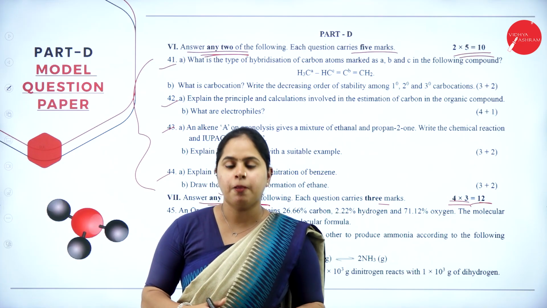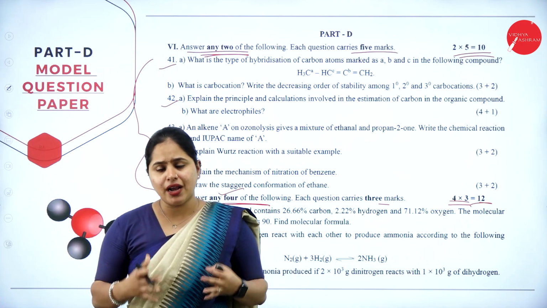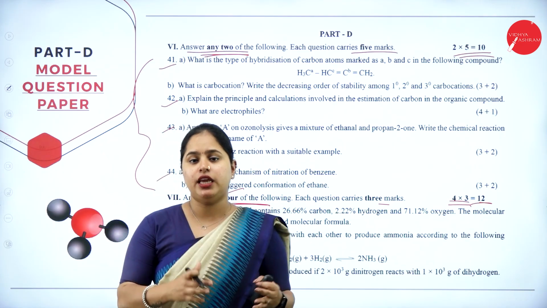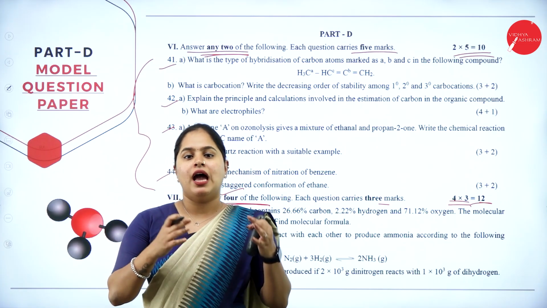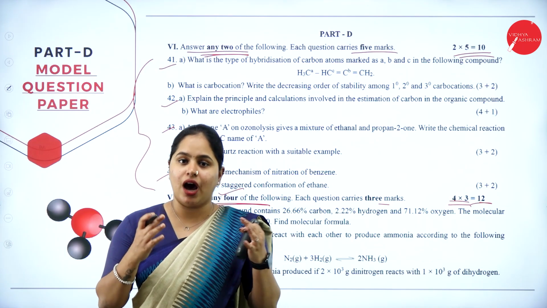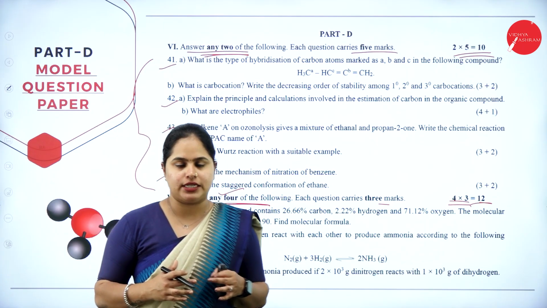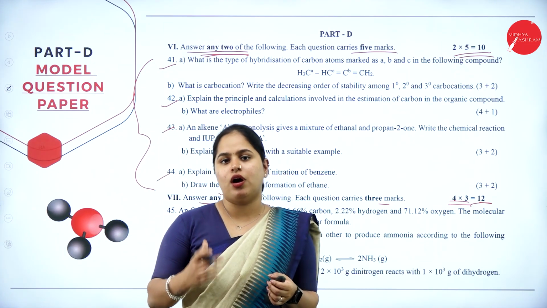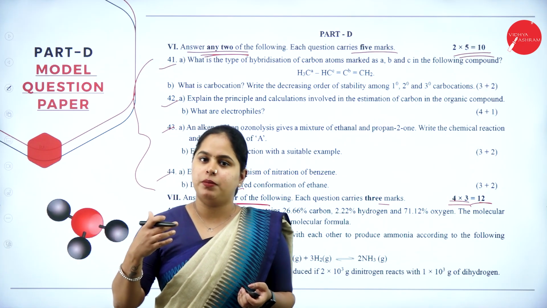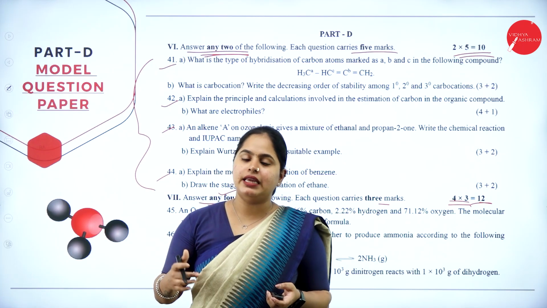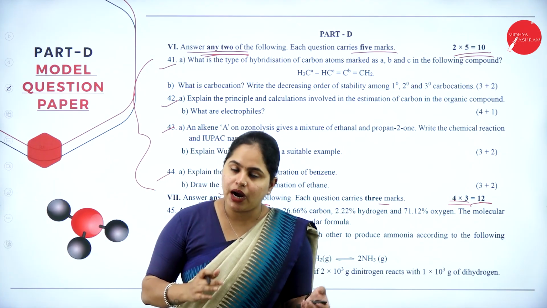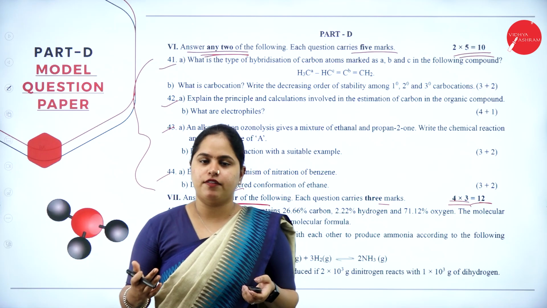I hope it is clear. In part A, you do not have any options. All the 20 questions, that is 15 MCQs and 5 fill in the blank questions, are compulsory. All of them you have to attend. From part B, you have choices. Part B is 2 marks, part C 3 marks, part D 5 marks and part E 3 marks. In that, from part B to part D, you have choices.